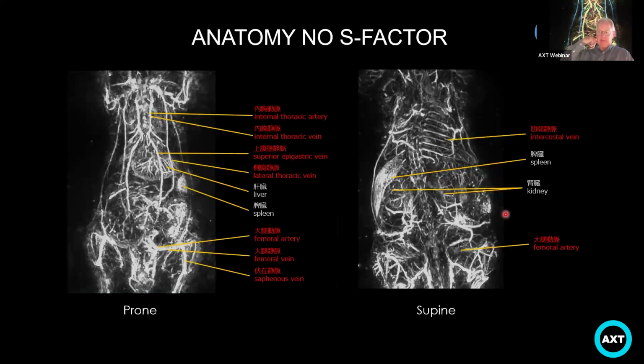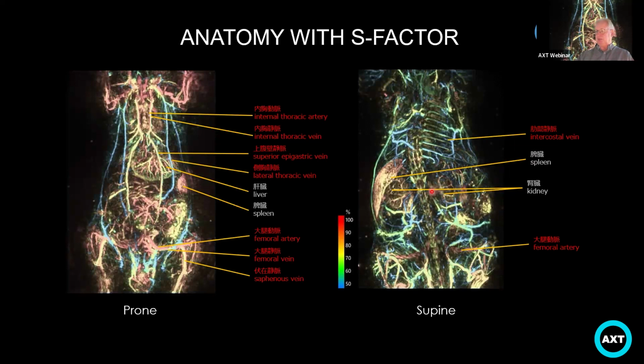The S factor is very useful in being able to determine various anatomical features. If we look at it with no S factor, we can certainly make out various anatomical features, but this is a lot clearer once we apply the S factor. And then veins and arteries are very easy to see, and it also makes being able to pinpoint liver and spleen, etc., a bit easier.